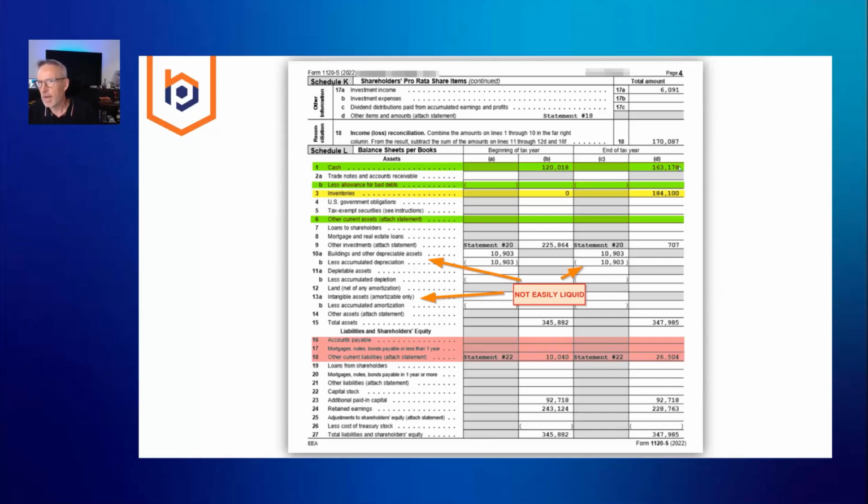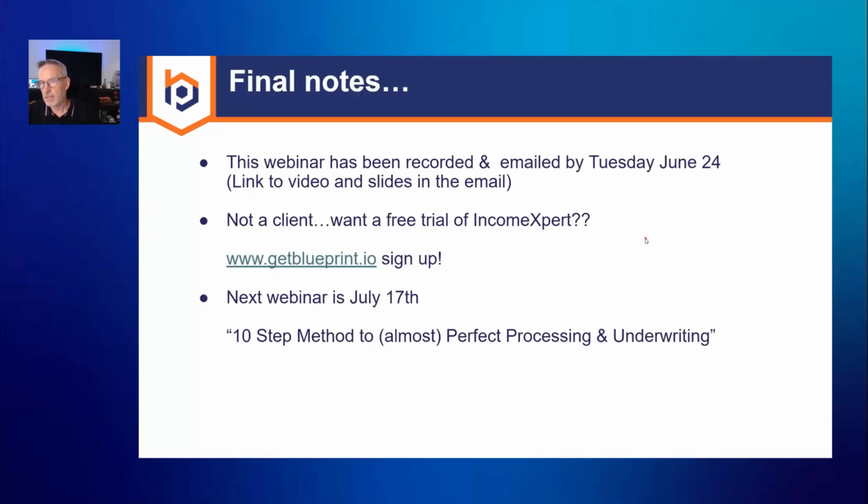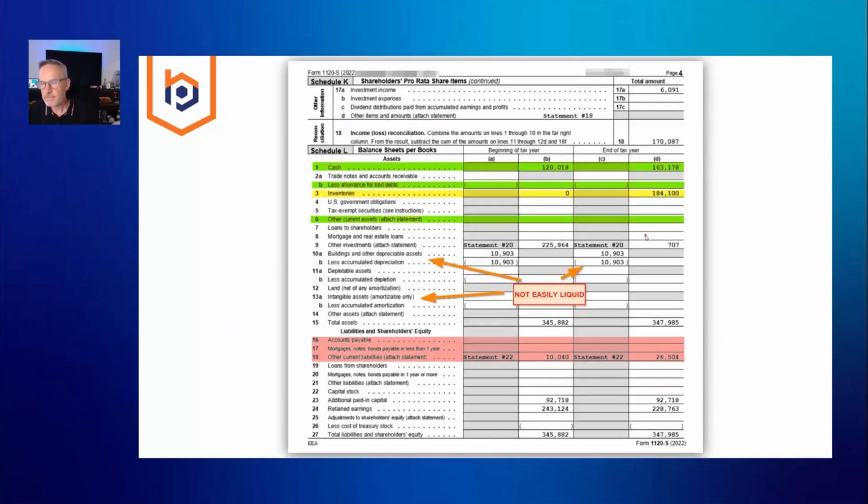Okay. So I got 163 grand in cash. I only got $26,000 immediate debts. I'm pretty liquid, right? So I can definitely pay my own profit at the end of the year for sure. So if I didn't have distributions, I would do liquidity tests.